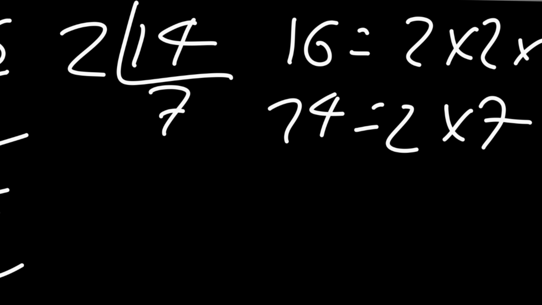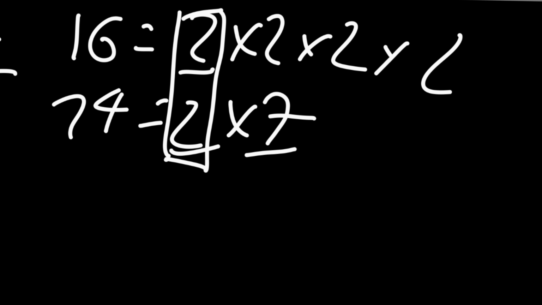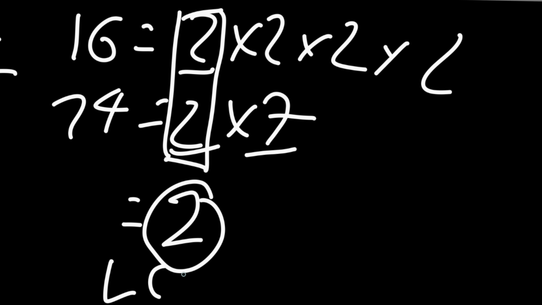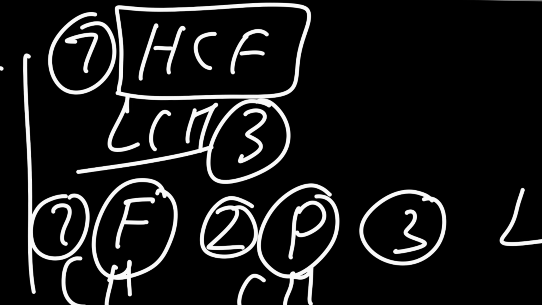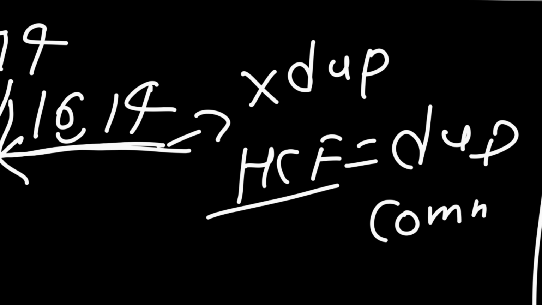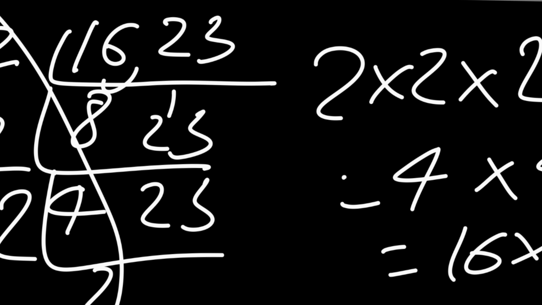So here in HCF, rather than taking the common and multiplying the rest of it, what we do is find the common and multiply the common with the common. But as there is only one common, which is 2, the HCF of 16 and 14 is 2. Let's see another example. Let's do the example we did.